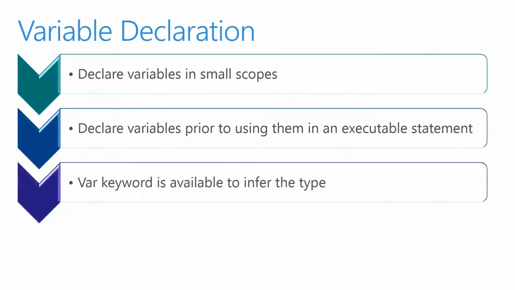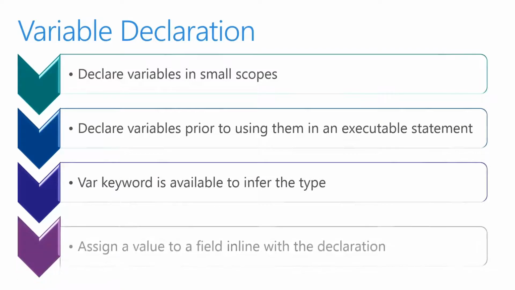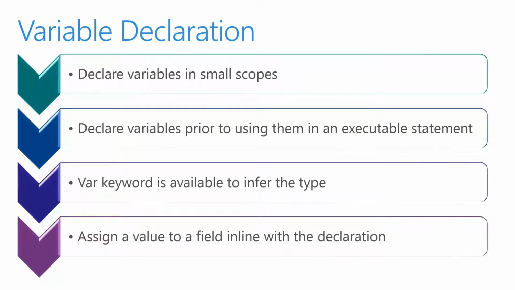Additionally, the var keyword is available to infer the type. This is used for declaration of variables, and it must be clear for inferred type in initialization. And lastly, you should assign a value to a field in line with the declaration. This reduces code lines and improves readability of assignment.